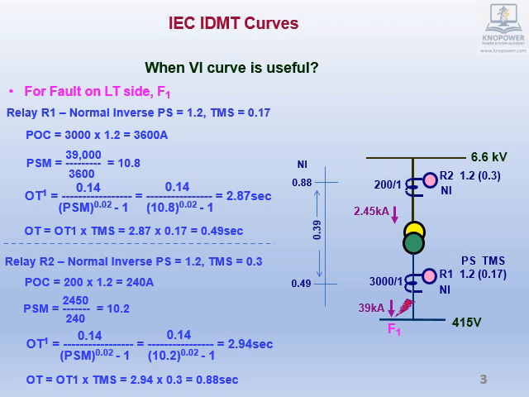For NI, OT1 equals 0.14 by 10.2 to the power 0.02 minus 1 equals 2.94 seconds. Operating time for TMS of 0.3 equals 2.94 into 0.3 equals 0.88 second. The coordination interval is 0.39 second, a very liberal figure.